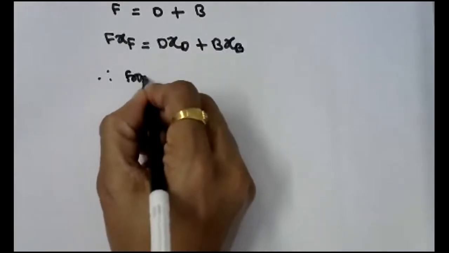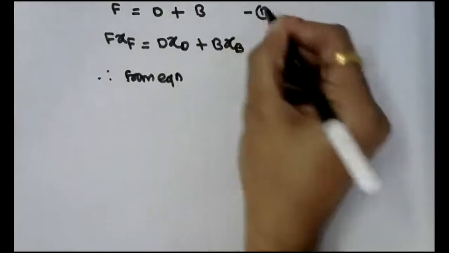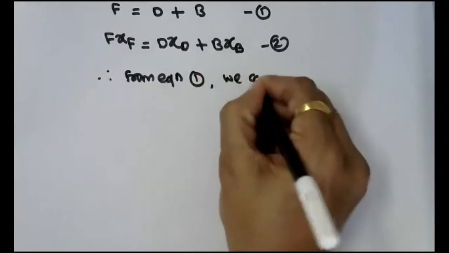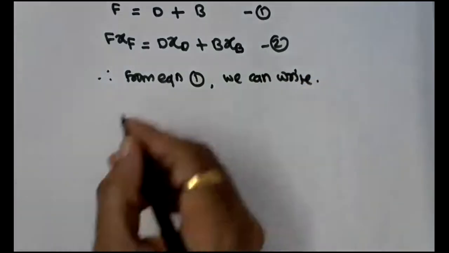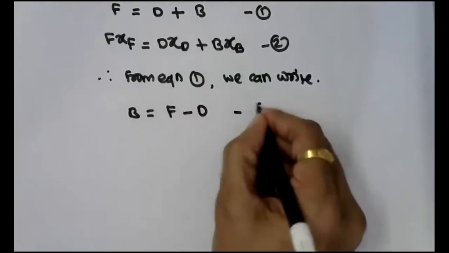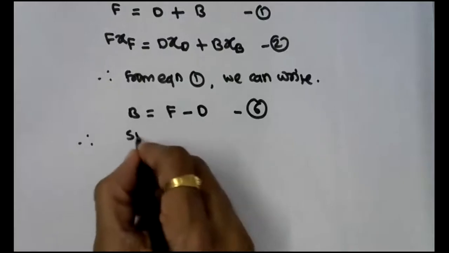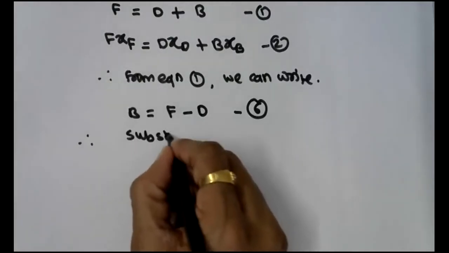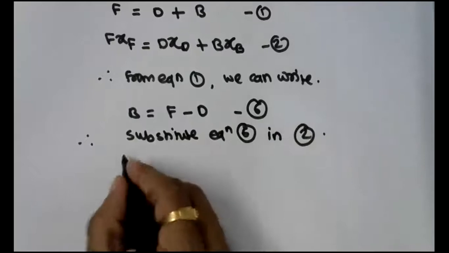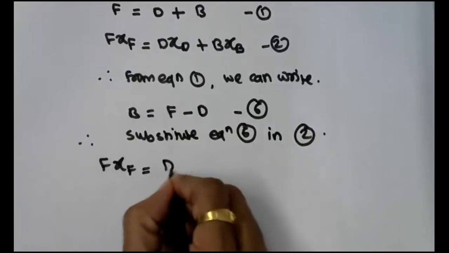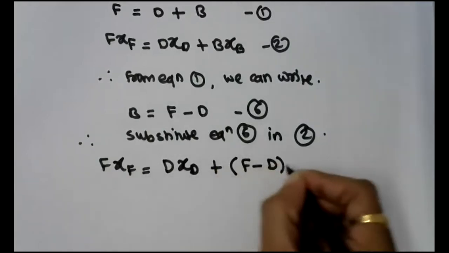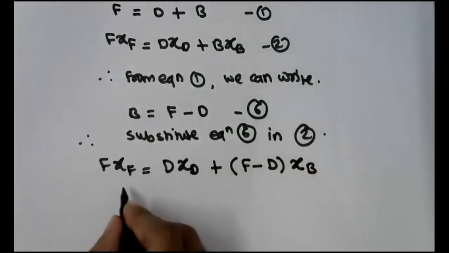Therefore, from equation 1, we can write B = F − D. Say this is equation number 6. So substitute equation 6 in 2. So FxF = D into xD plus, instead of B, I will be substituting (F − D) into xB. So open the bracket and simplify.